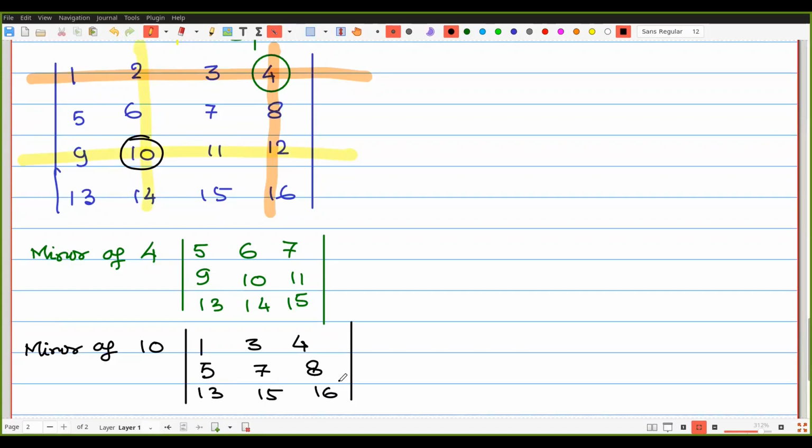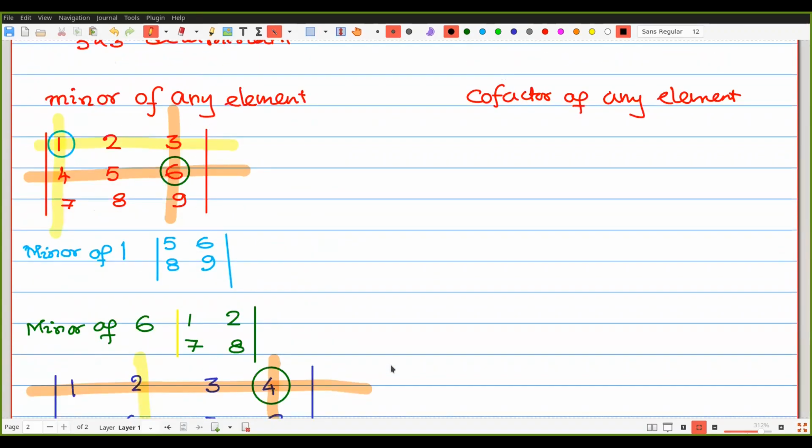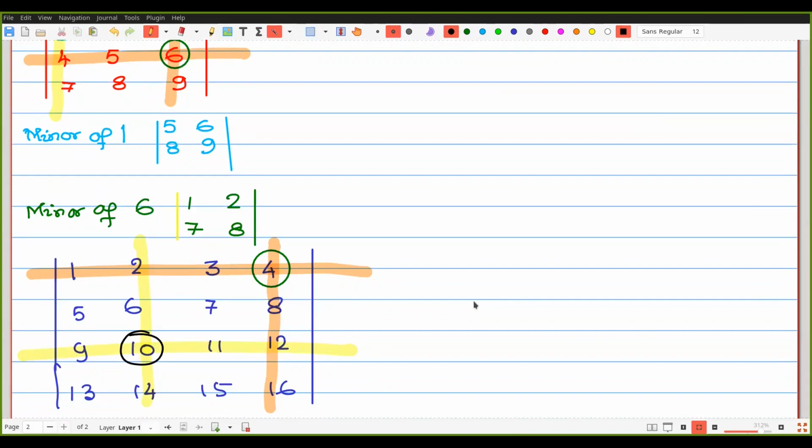Is that clear about minor? Yes, sir. Okay. Next one is the cofactor. Cofactor is connected with minor.